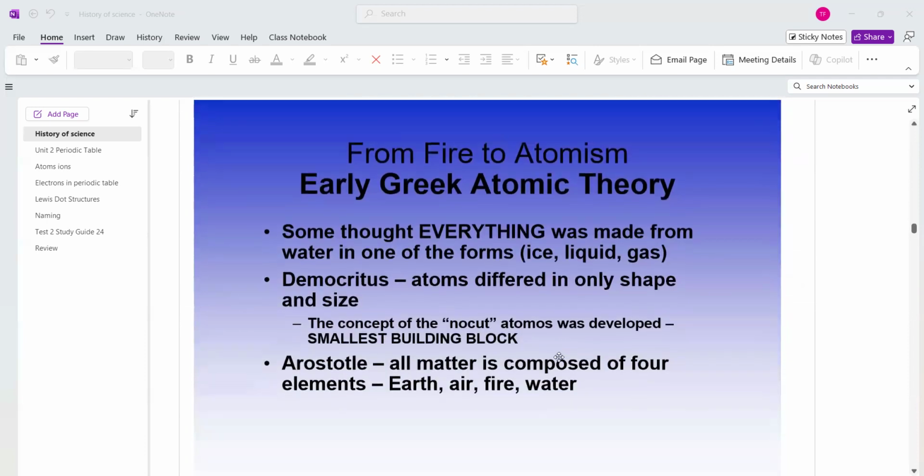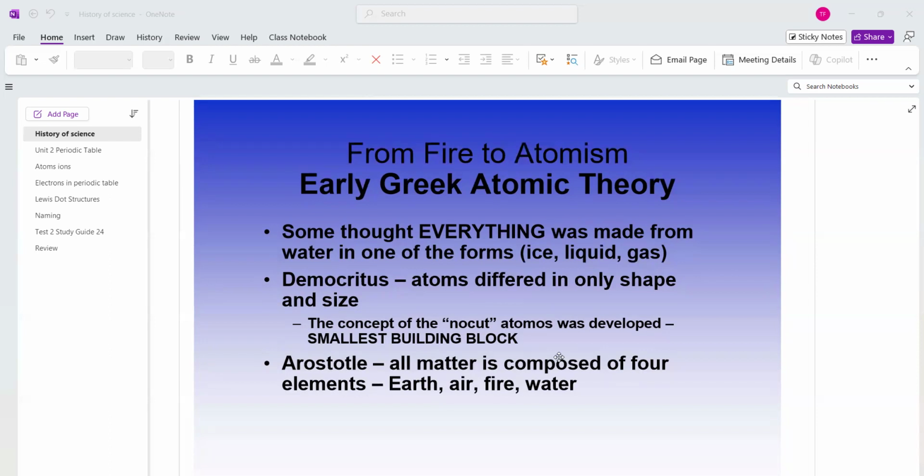Okay. So let's talk about the Greeks. There are two major schools of thought at that time. A guy named Democritus and a guy named Aristotle. You've probably heard of Aristotle, but possibly not Democritus. Aristotle thought all matter is composed of four elements. It's not earth, wind, and fire. Earth, air, fire, water. And he was a very popular philosopher, and his work stood the ages of time. Thousands of years, people believed in that.